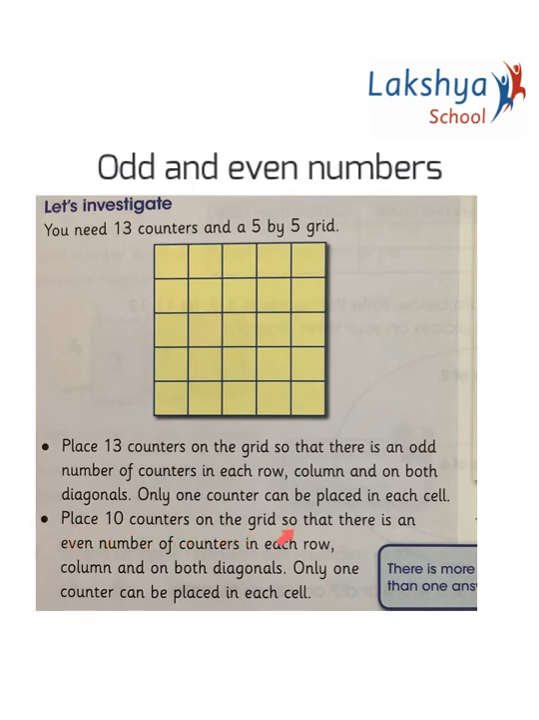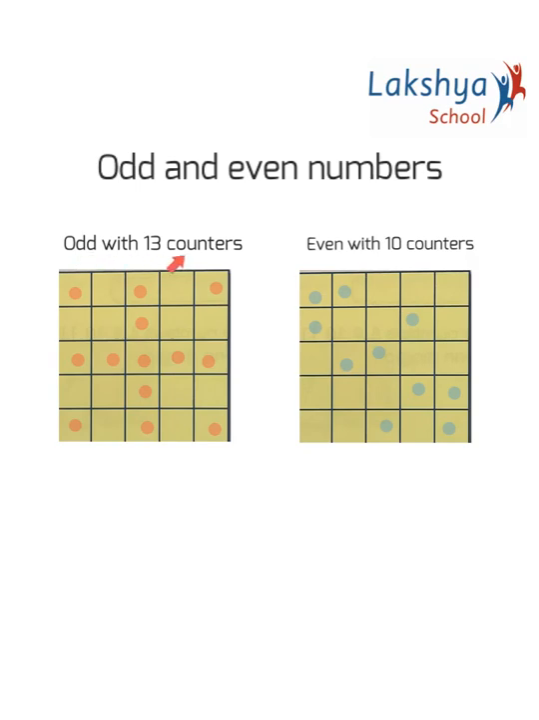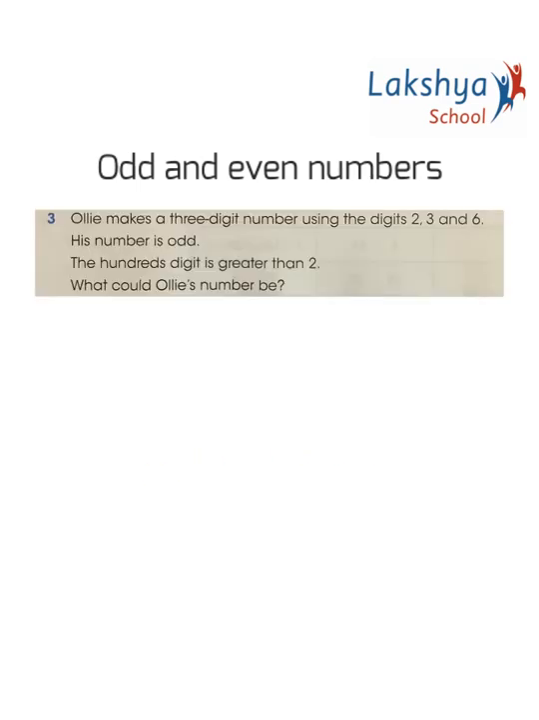Place 10 counters on the grid so that there is an even number of counters in each row. So you need to take one more 5 by 5 grid and place 10 counters so that there is an even number of counters along the row, column and on the diagonals. Always remember that you can place only one counter in each cell. Here is one arrangement of an odd number of counters and an even number of counters. Do work out the different ways. Questions 1 and 2 are related to even and odd numbers. You can work it out on your own.